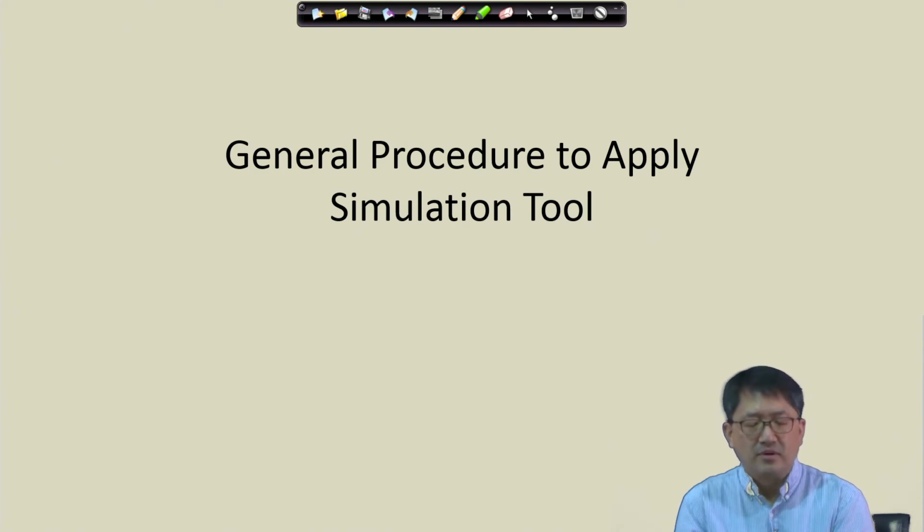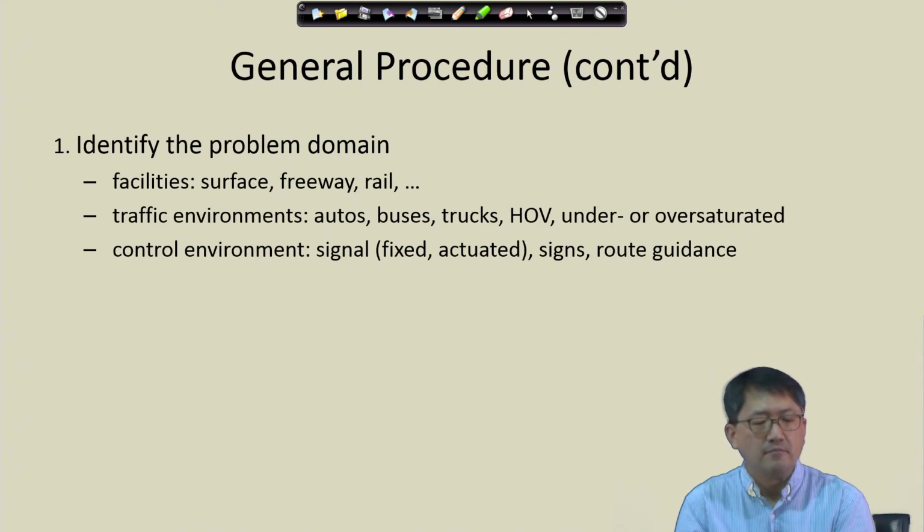This is a general procedure for applying simulation tools in the toolbox as well. Obviously, you have to identify what you want to work with. Depending on the needs, HOV kind of eliminates the planning tool. You want to have signal timing control. You want to do actuated or fixed timing plans, or you want to do some route guidance evaluations, and that actually gives you different needs for the modeling level.